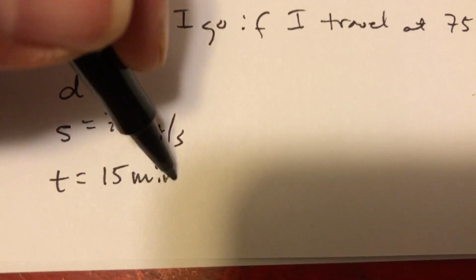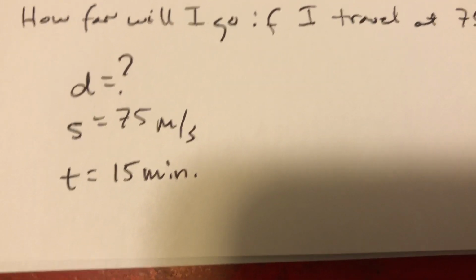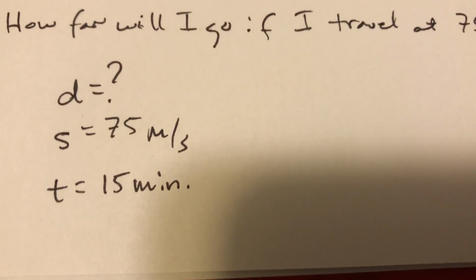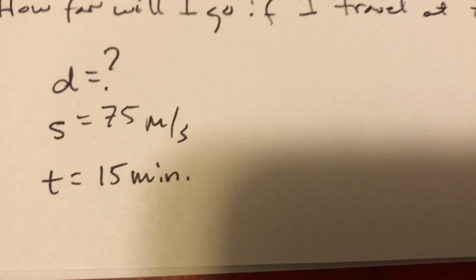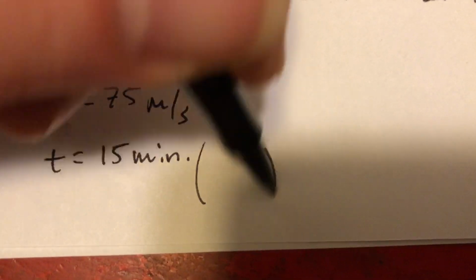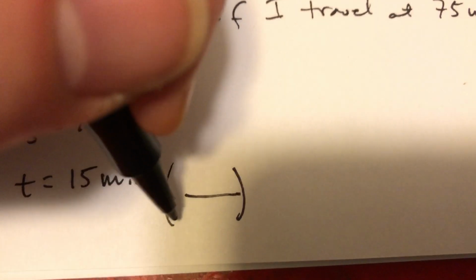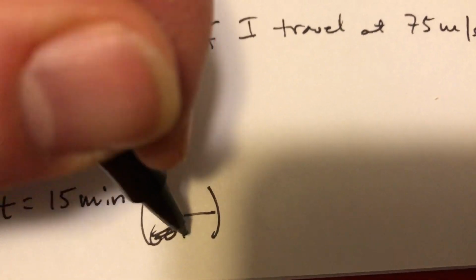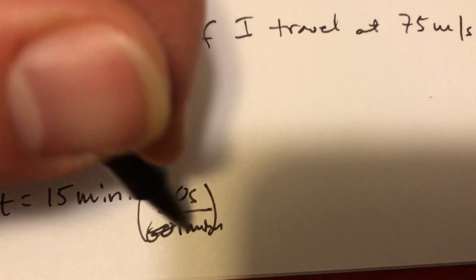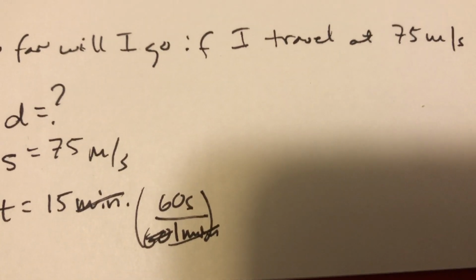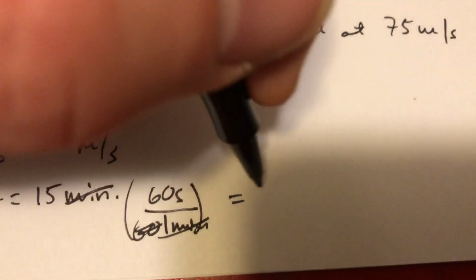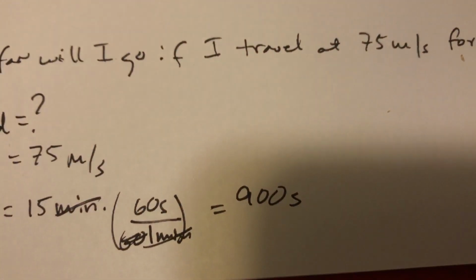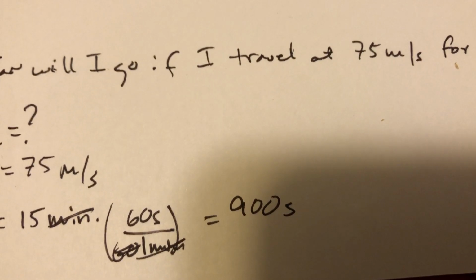Now that's a little twist, because the standard unit of time in the metric system is seconds. I have seconds in my speed right here. So I need to change this 15 minutes into seconds. So let's just convert that. And there are 60, I'm sorry, I screwed that up. 1 minute is 60 seconds. So cancel that. 15 times 60 is 900 seconds. So that is my actual time.